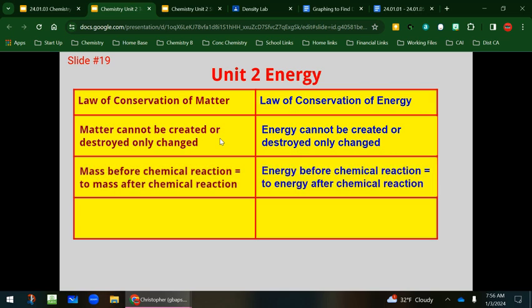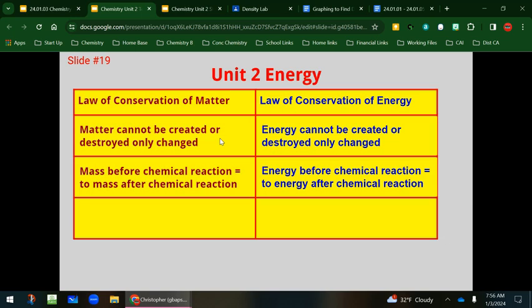Number two, what that means is that mass before a chemical reaction has to be equal to the mass afterwards. So if we have a certain amount of things that are reacting, the mass afterwards cannot be any more or any less than it was at the beginning. You can't make any more. You can't lose any. Now, when we say you can't lose any, we have to be careful.